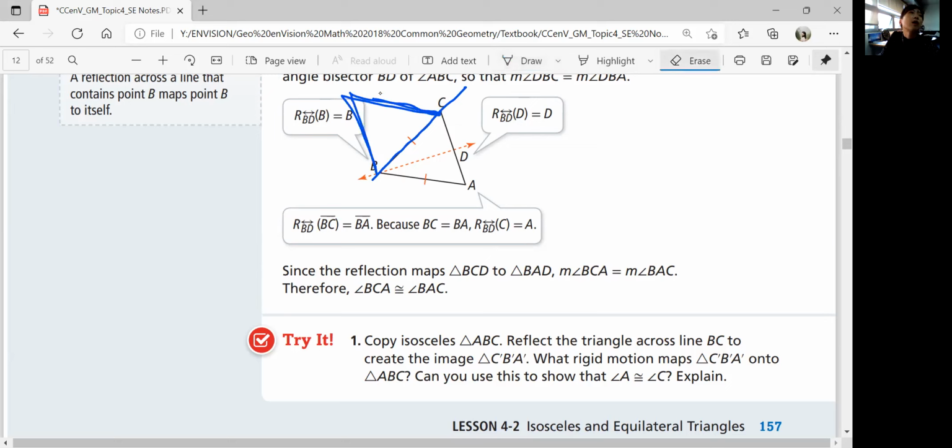Okay. It's not super accurate, but if that's A prime, B prime, and C prime. Okay. What rigid motion maps C prime, B prime, A prime onto ABC? Can you use this to show that A and C are congruent? Of course, we reflected it, so reflection's gonna map it, but can we use another transformation?